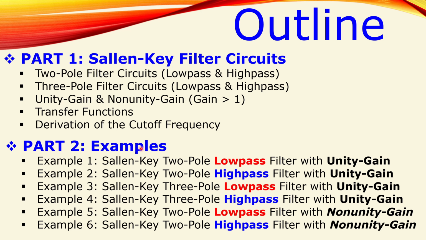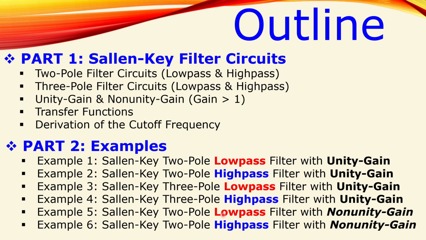In part 2 we will go through many examples. You see here in this case 6 examples. We will look at the Sallen-Key 2-pole low-pass filter, the Sallen-Key high-pass filter, again 2-pole. And then again, a similar situation but for a 3-pole configuration. All of these 4 examples will be about the unity-gain configuration. And for the final 2, example number 5 and 6, we will discuss the 2-pole low-pass filter and the 2-pole high-pass filter where we have a non-unity gain.